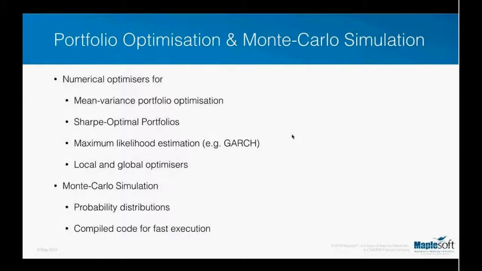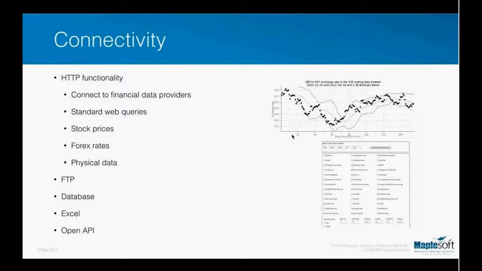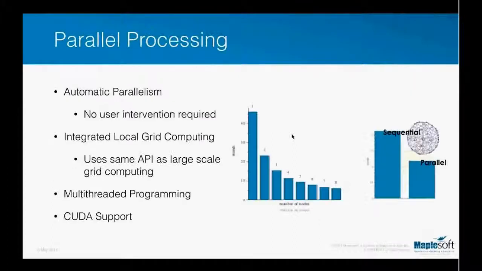So once again, the connectivity is an important feature for us. So we endeavor to be able to connect to other tools in the tool chain. So as well as the HTTP and FTP connectivity, there's database connectivity, Excel connectivity, and through the Open API, we can connect to other applications in your workflow. Parallel processing is, again, an area where our programming language can be used to increase the speed or distribute the computation over multiple cores and grid networks.